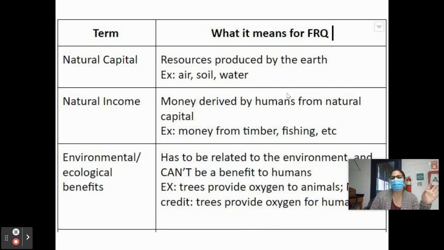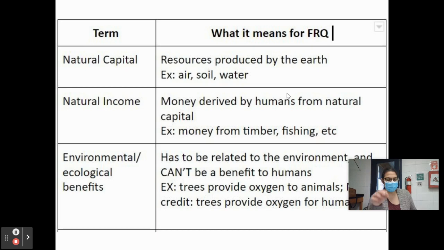Some other key terms: natural capital. Remember, our resources produced by the earth, your air, your soil, your water. Natural income is money derived from humans. This is your economic, your money from timber and fishing. Environmental and ecological benefits, this is not humans, like trees provide oxygen to animals.